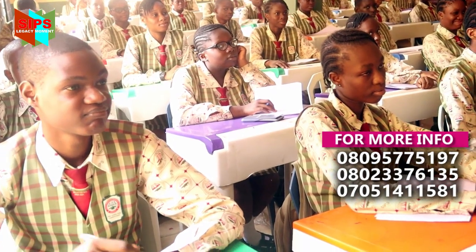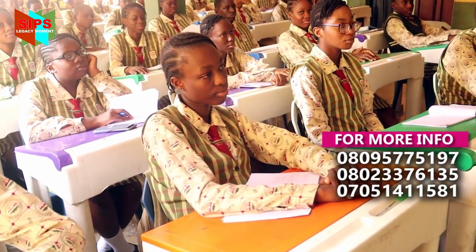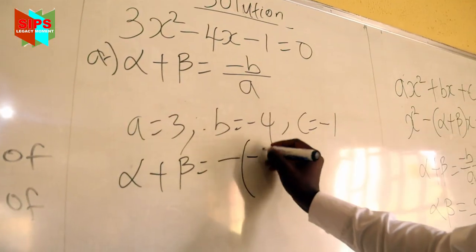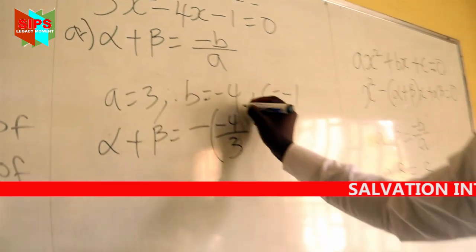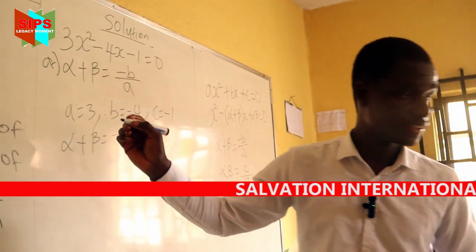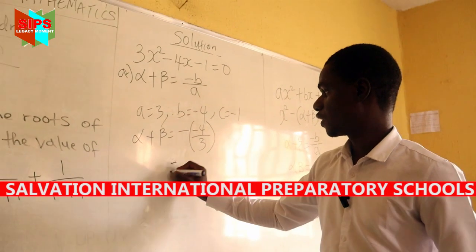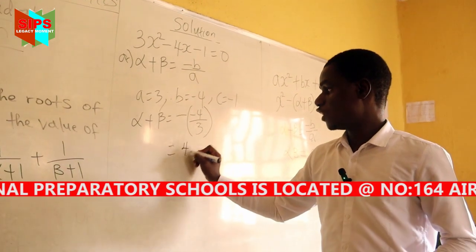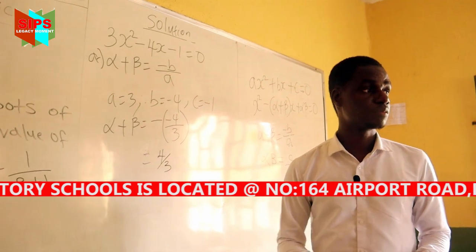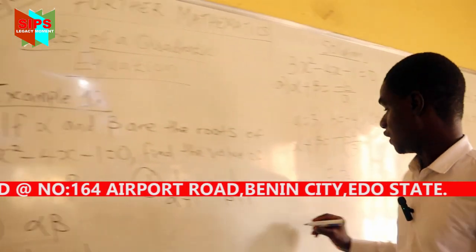So alpha plus beta will give us minus our b, which is minus 4, over a, which is 3, right? Yes, sir. So this should give us minus times minus, plus. So this should give us 4 over 3. Any questions, students? No, sir.